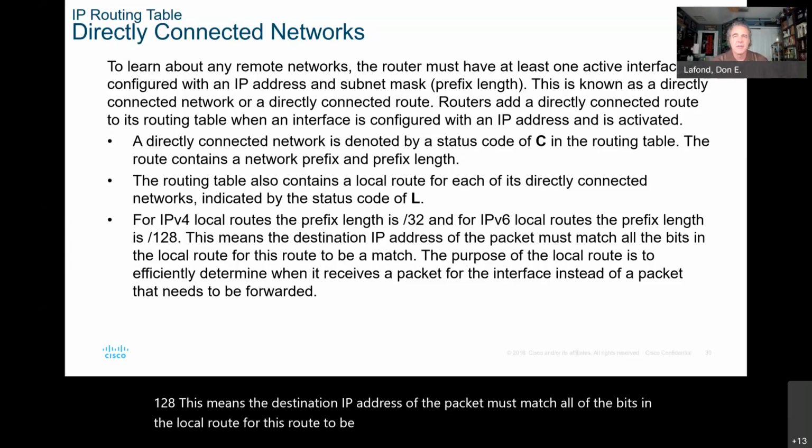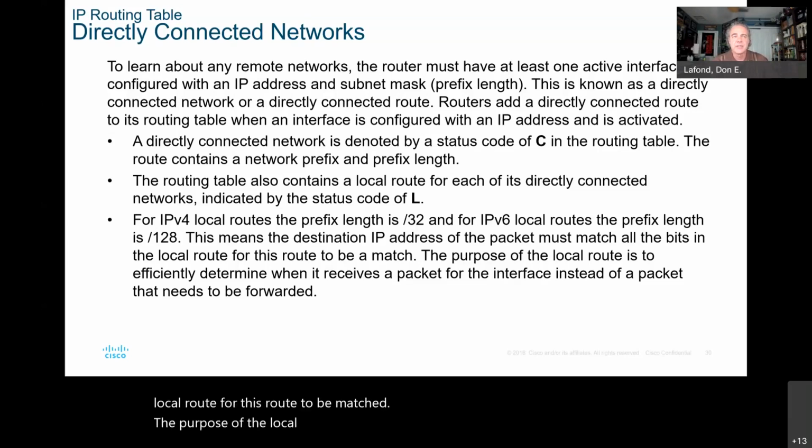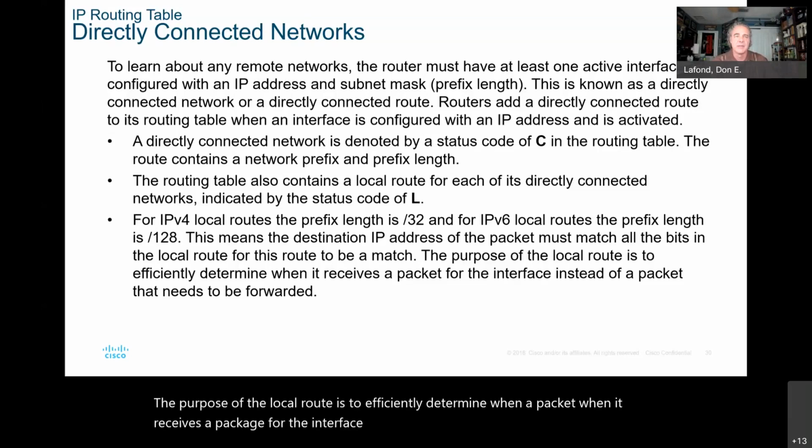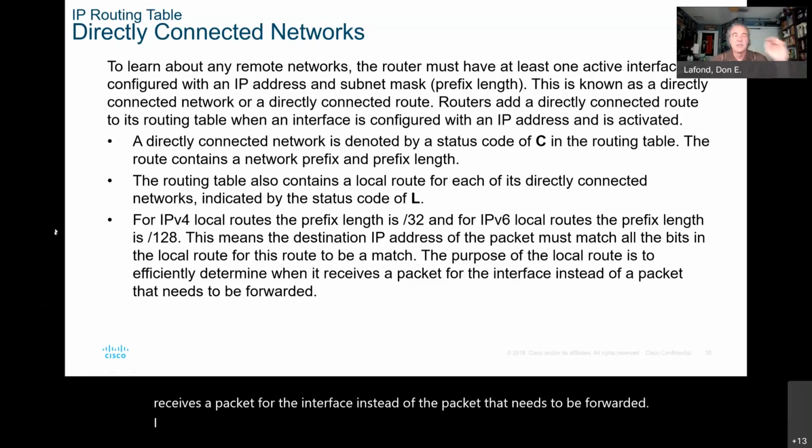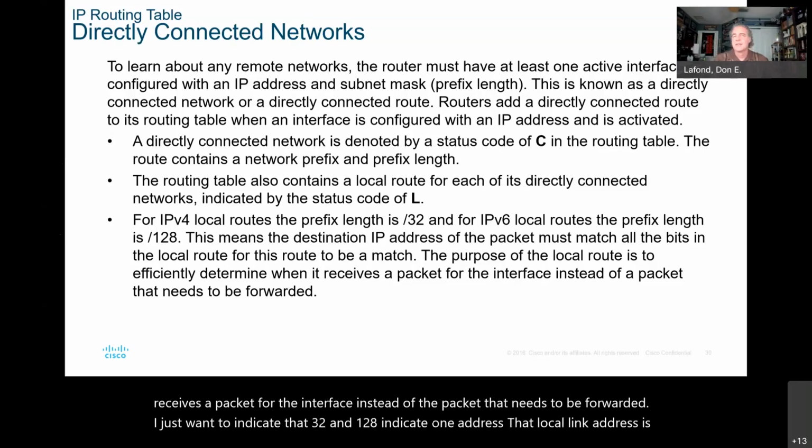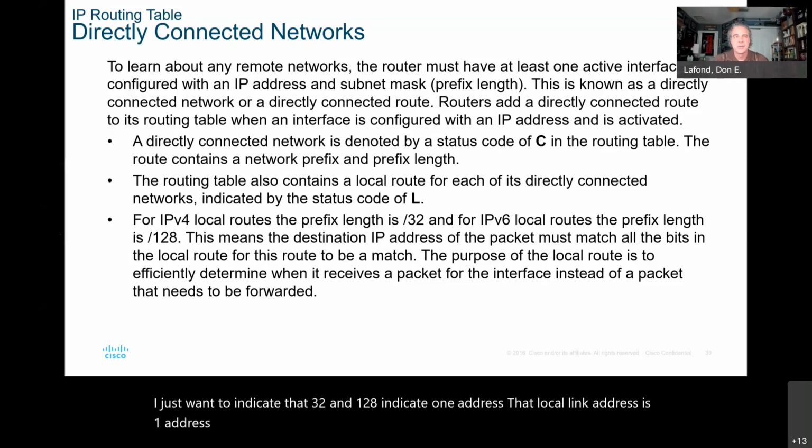The purpose of the local route is to efficiently determine when it receives a packet for the interface instead of a packet that needs to be forwarded. I just want to indicate that /32 and /128 indicate one address. That local link address is one address. That's the only thing /32 and /128 mean. It's one address. It's not a network.